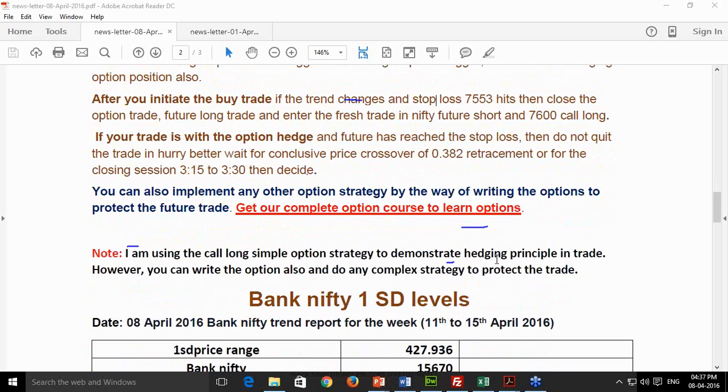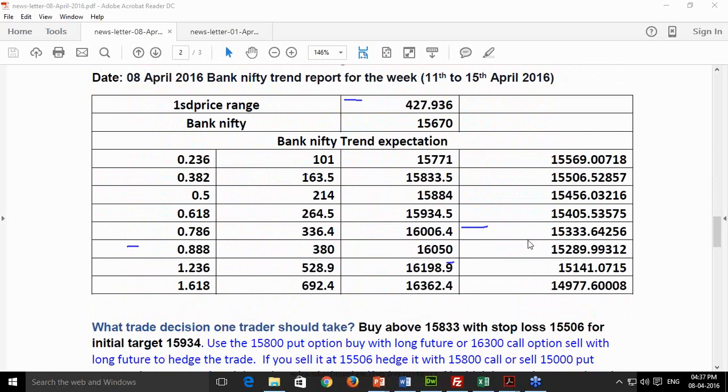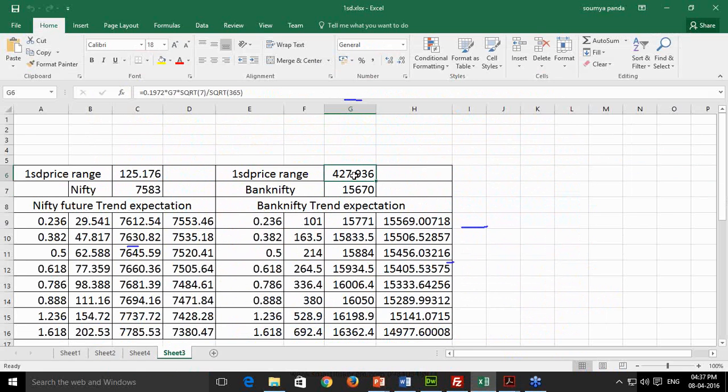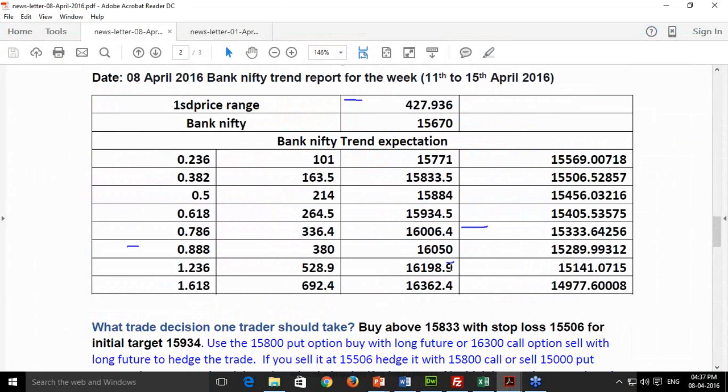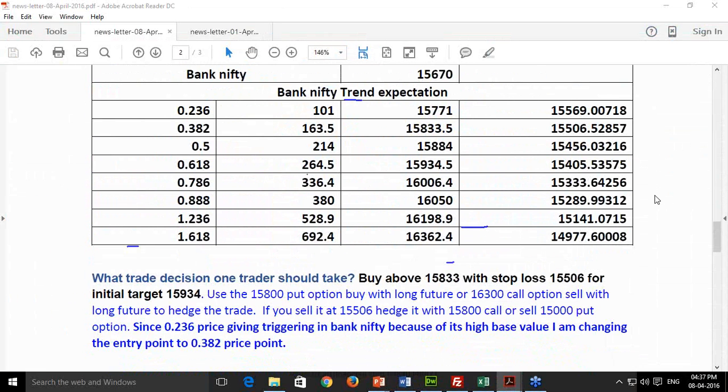So this is the best way you can do risk management. In a similar way I have given levels for Bank Nifty, and for Bank Nifty I have already told you that for next week the real-time estimate of volatility says 19.72, and based on this I have made the calculations. Here it is saying that if we move above 15,833, then you can buy, putting 15,506 as your stop loss, and first target 15,934 and subsequent targets.